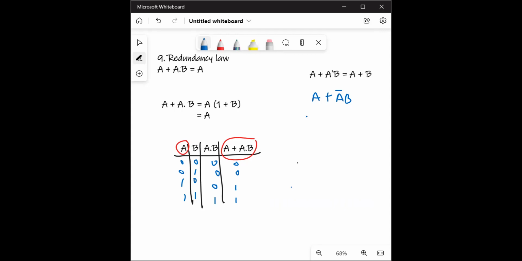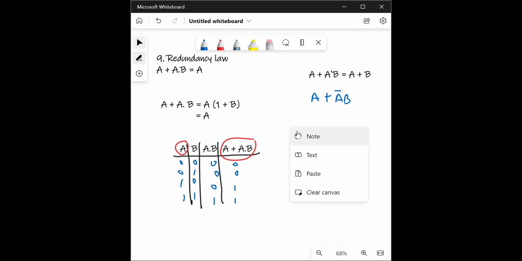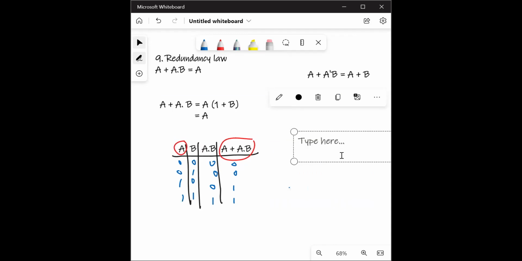The second form says A plus A bar B equals to A plus B, right? So which means what we need to do is, right? We are going to get, first of all, A and B, right? Then we need to have A bar. Then we can have A bar B, right? Then we can have A plus A bar B. Then we can have A plus B.